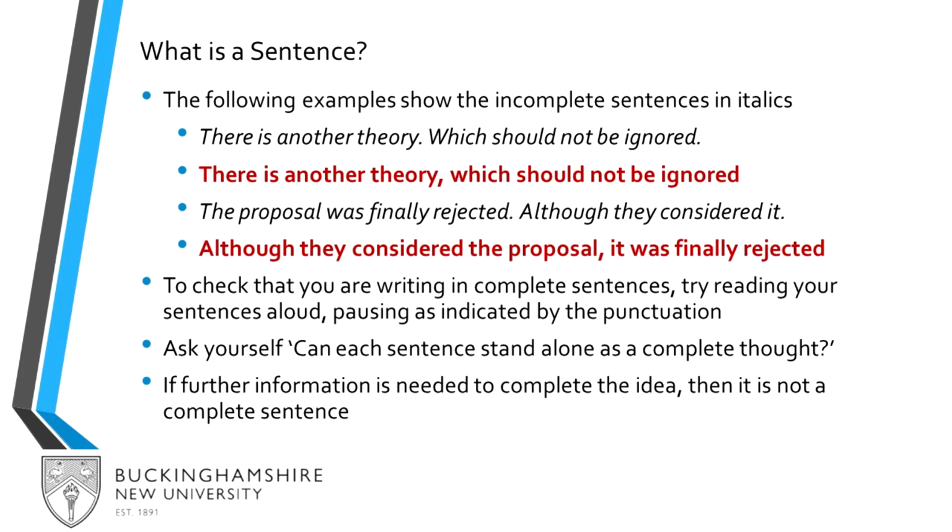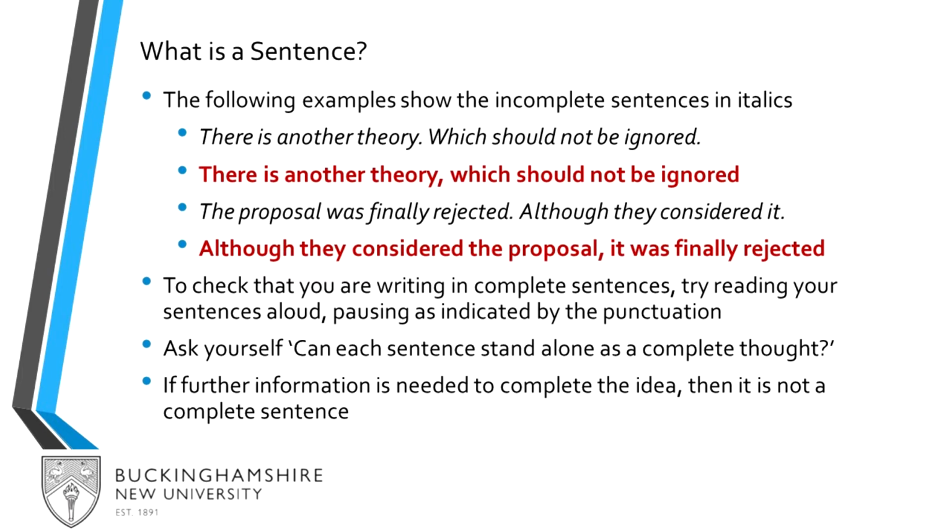Here we see some more examples of incomplete sentences. If you have a look at the first bullet point, there is another theory, full stop, which should be ignored, full stop. The first sentence possibly would stand on its own: there is another theory. But the second sentence, which should be ignored, really joins on to the first one, doesn't it? It's referring to the first theory. So in the second bullet point, it would make sense to join them together as they refer to the same theory.